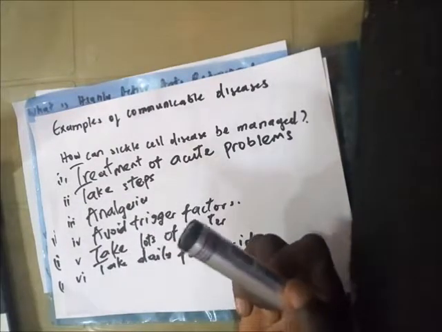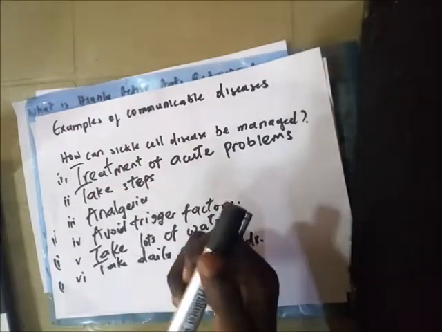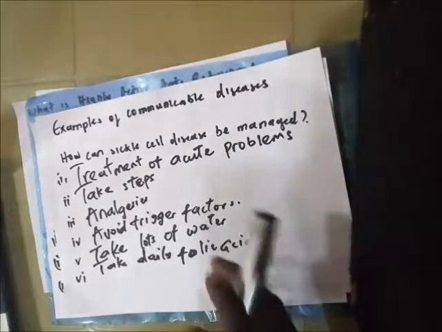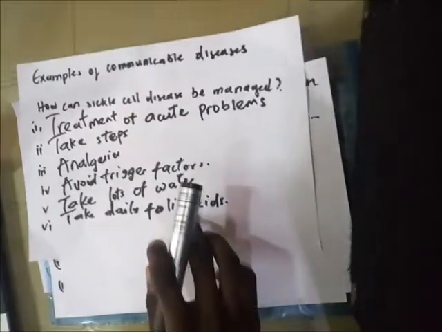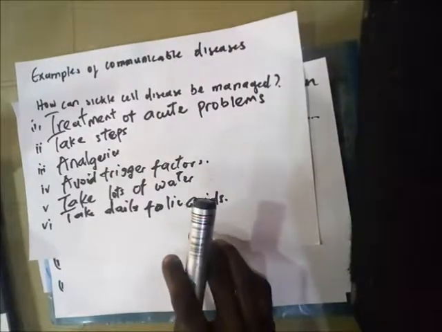And then take daily folic acid. That means taking food that contains folic acid. It's going to really help in managing sickle cell disease.